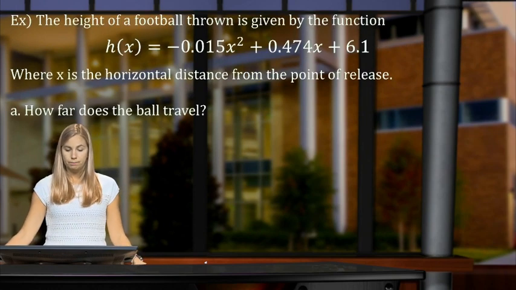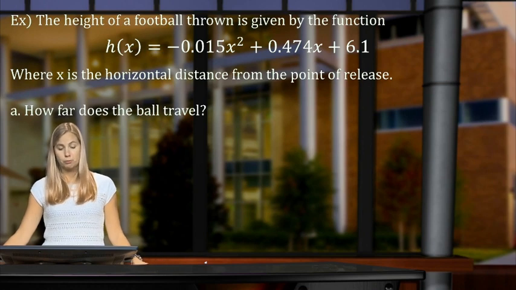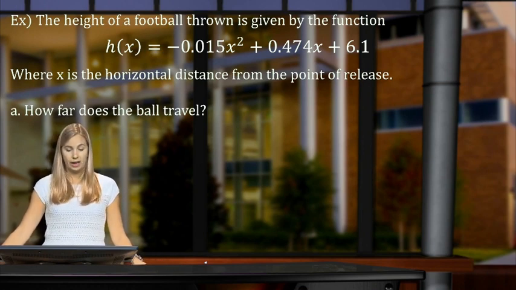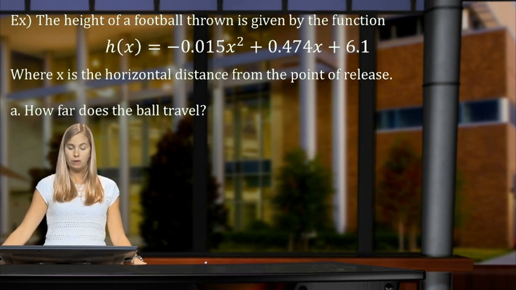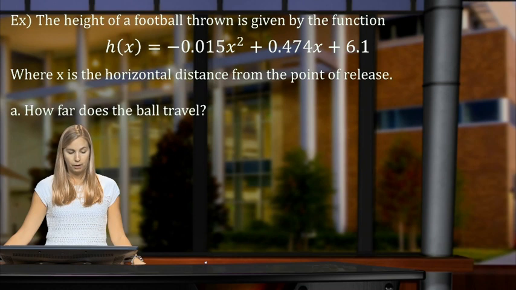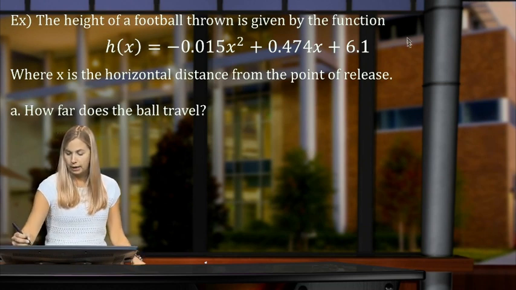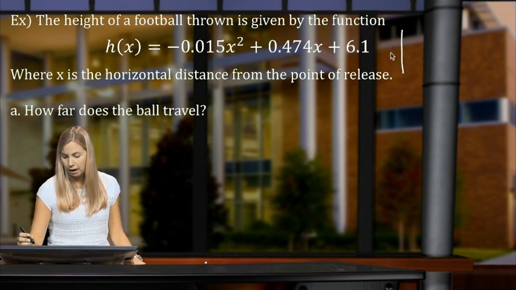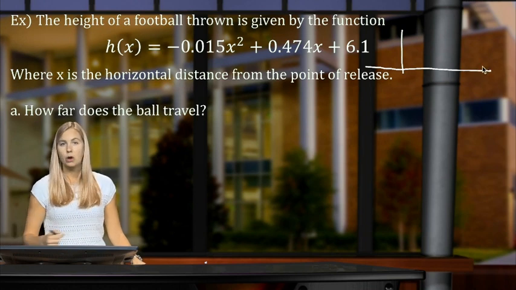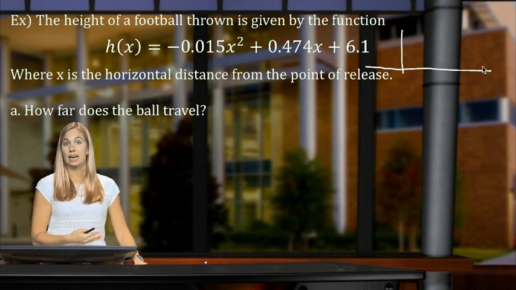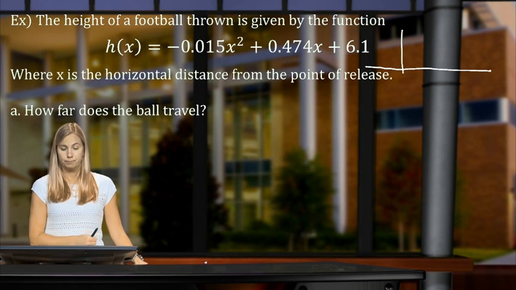The height of a football thrown is given by the function h of x equals negative 0.015x squared plus 0.47x plus 6.1, where x represents the horizontal distance from the point of release. The first part is asking to find how far does the ball travel. It might help us to kind of get an idea of what this graph looks like.